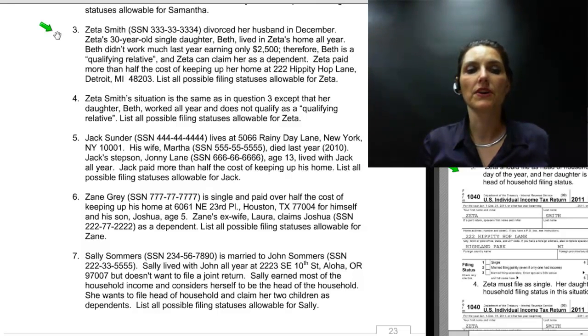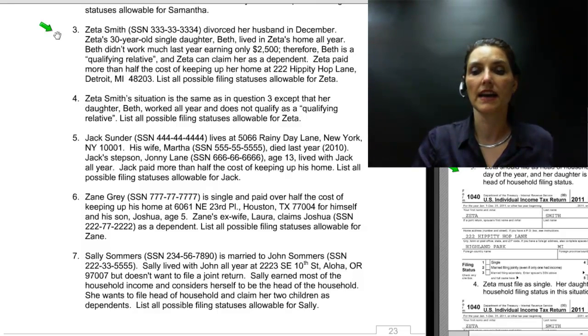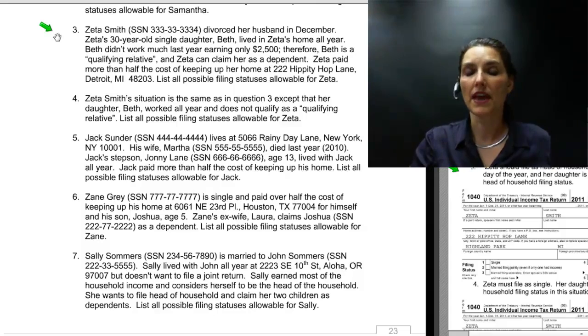Zetta paid more than half the cost of keeping up her home at 222 Hippity Hop Lane. List all possible filing statuses allowable for Zetta. So based on the information provided, we can see that Beth maintained a home for the entire year, and she's only required to for half the year, for a person whom she can claim as a dependent, and that person is related to her. That means Zetta will qualify for head of household filing status, and she will also qualify to claim her daughter, Beth, as a dependent.